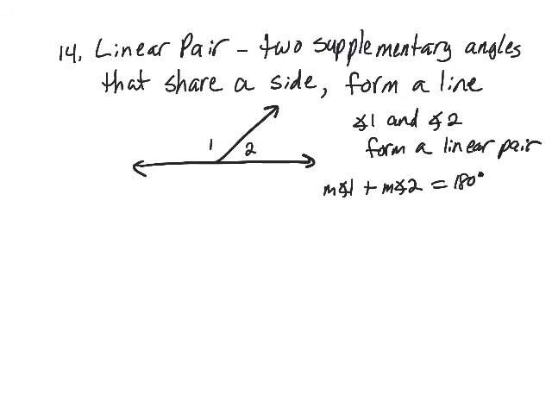And sometimes you'll see the word adjacent. Let me see if I can spell it. Adjacent. Adjacent in this context, if 2 angles are adjacent, that means they share a side. So linear pairs are always adjacent.